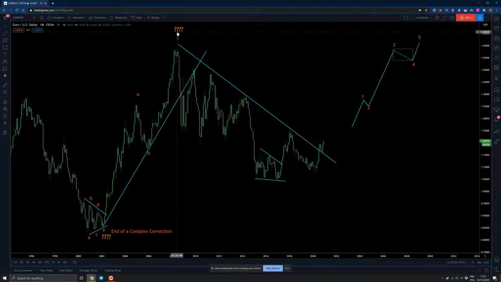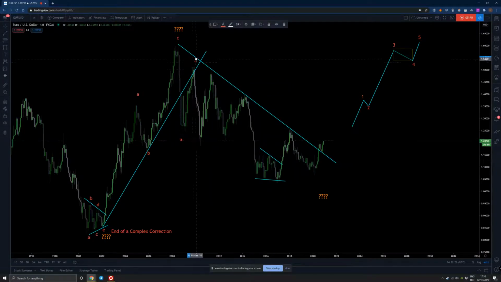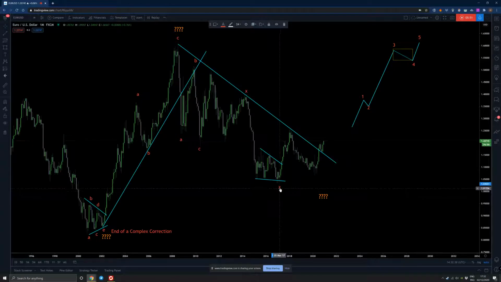Well, if that's your case, then your idea should continue like this. So now you're going from here to here, so your prediction of the count should continue accordingly. For example, you can say something like this: okay, this is wave A, this is wave B, you can say wave C here, and then we have an X wave here. And you may say, okay, this is wave A, this is wave B, this is wave C.